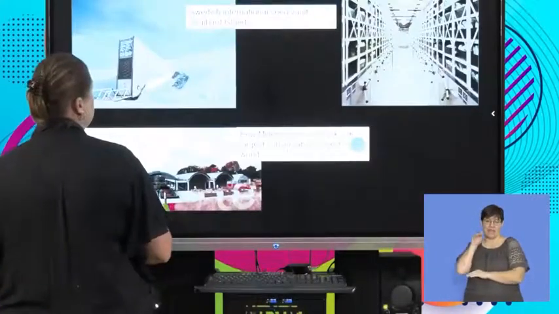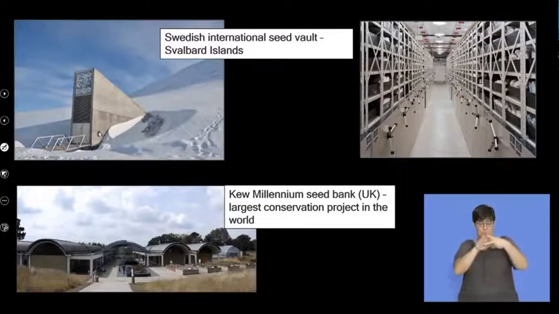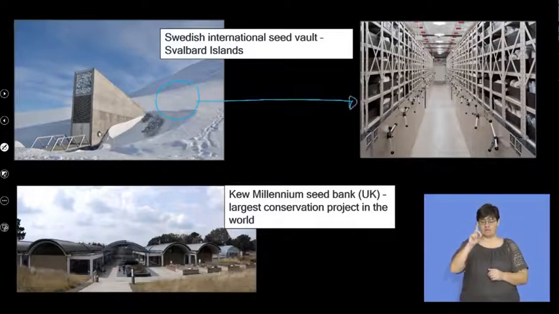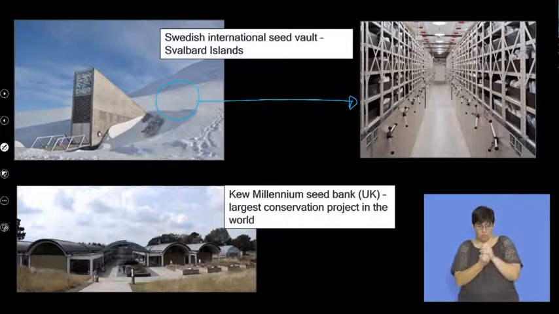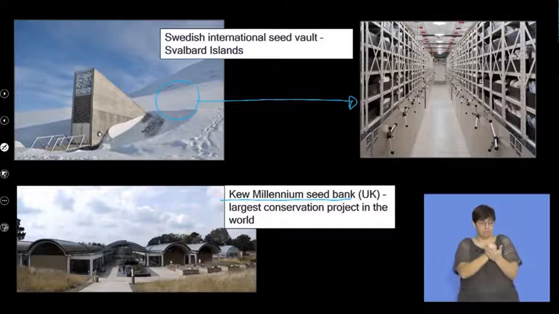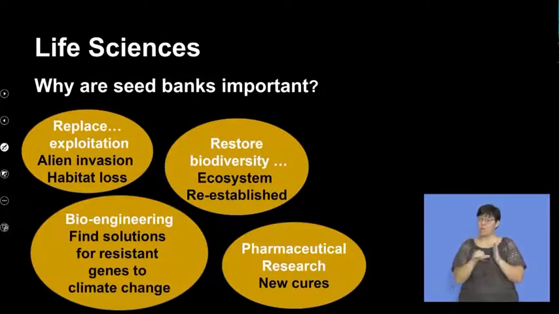Guys, there are two of them, and you need to know about the two. There's one in Sweden, it's the Svalbard Islands. You can see it's nice and cold. And this is what it looks like. It really needs to be cold, guys, because the cold keeps the seeds from germinating. Right here in the UK, they have the Kew Millennium Seed Bank, where they also have this conservation project going. South Africa is involved in this as well, where we conserve seeds, conserve varieties of seeds. And as I said, a seed bank is really important to keep biodiversity.